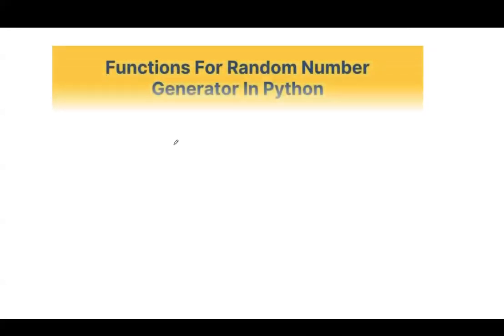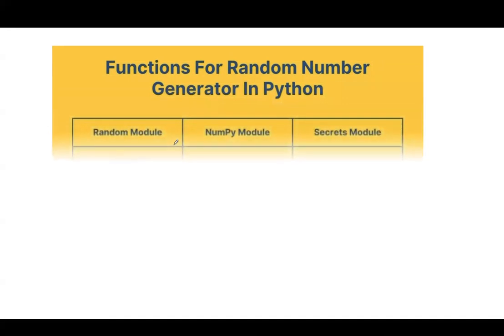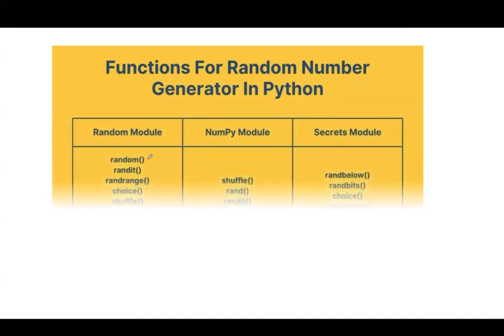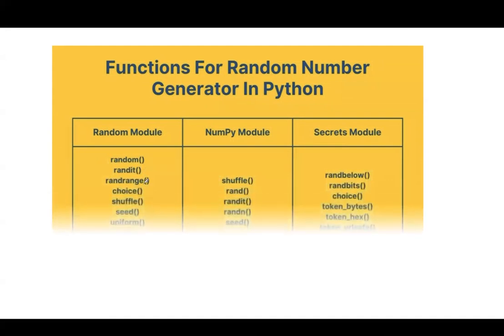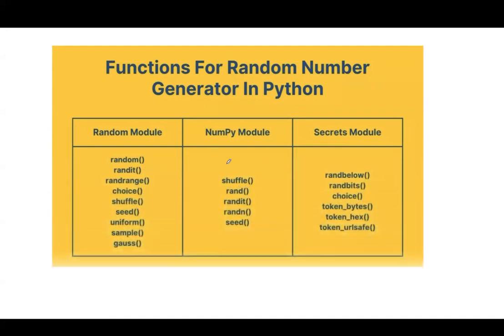We have some good functions for a random number. You can either use the random module, like random, randint, randrange, choice, shuffle, seed, or using numpy, np.shuffle, np.rand, np.randint, np.seed, and some secret modules like choice. Let's take a look at a few of them.